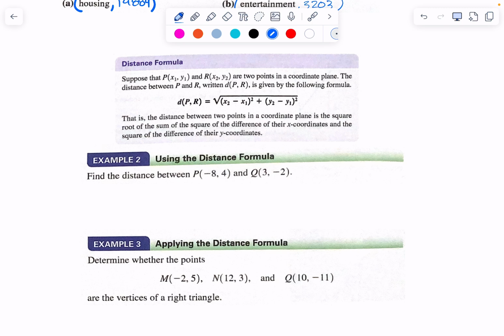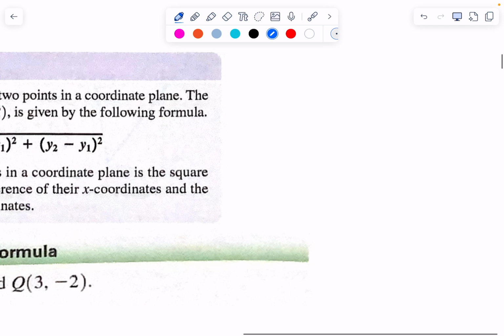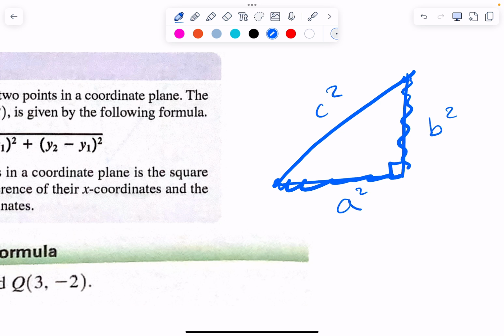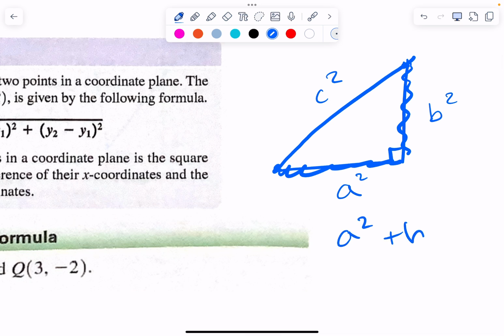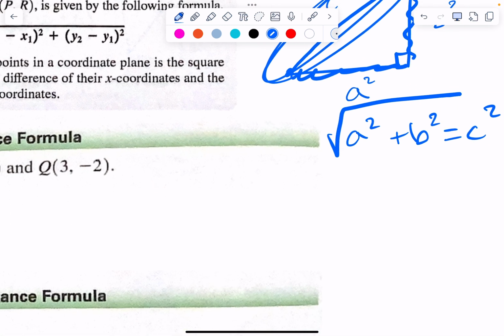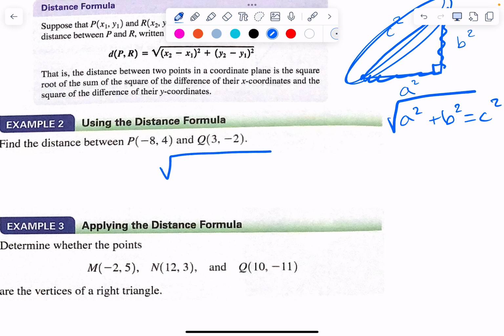Anywho, all right, distance formula. Do we know what distance formula is? If we're given two coordinate points, like two dots, and I want to find the distance between them, I can make this into a right triangle. Count the number of x's right here, count the number of y's, and then a squared, b squared, c squared. So we know that a squared plus b squared equals c squared. If I'm trying to solve for c, I take the square root of that. And that's what the distance formula is. We do the square root of this guy squared plus this guy squared.